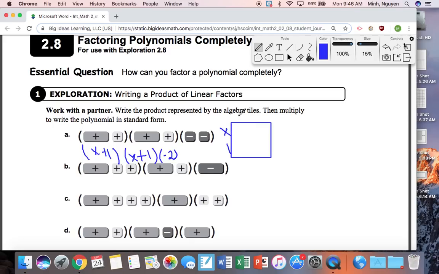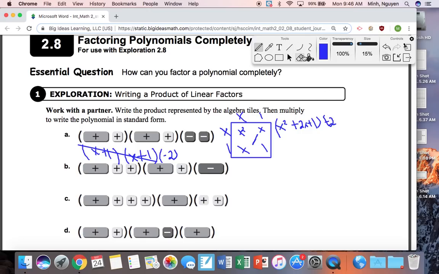So x plus 1 times x plus 1. You get x squared, x times 1 is 1x, you get another x, and 1 times 1 is 1. When you combine like terms, you get x squared plus 2x plus 1. I've already multiplied these, and I still have to multiply everything by negative 2.